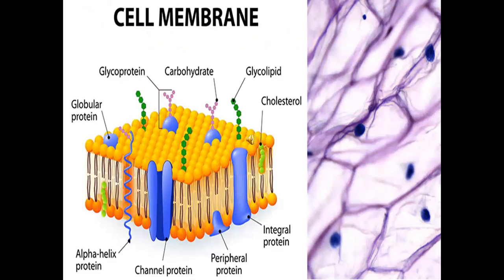Cell membrane. The boundary of an animal cell is the plasma membrane, which is also called the cell membrane. So the cell membrane is the first cell organelle. The cell membrane components are carbohydrate, integral protein, peripheral protein, channel protein, etc.